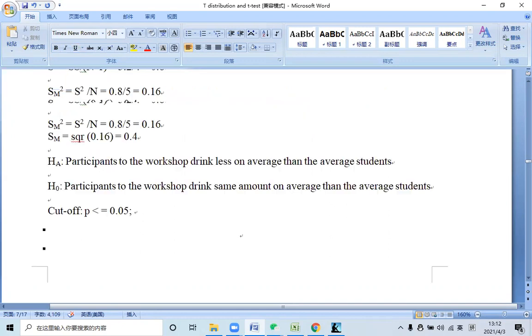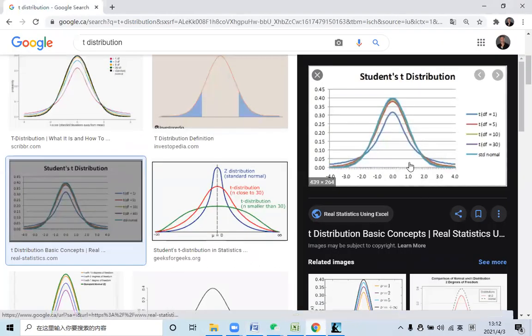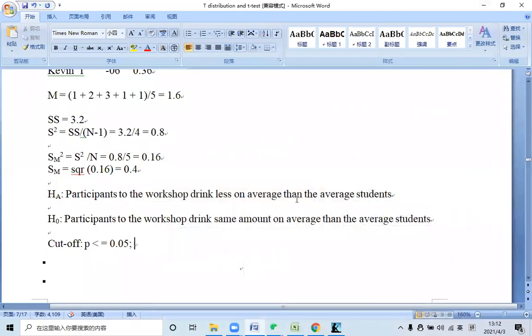Do we want to do a one-tailed test or two-tailed test? In this case, we want to do a one-tailed test. Why? Because we made a directional prediction. We predicted those people who go to the workshop will drink less. That is directional. The people who go to the workshop will drink less than the general student population. One-tailed test.